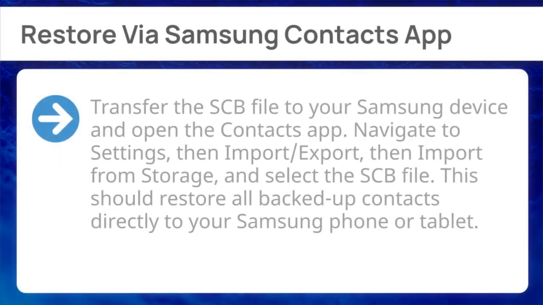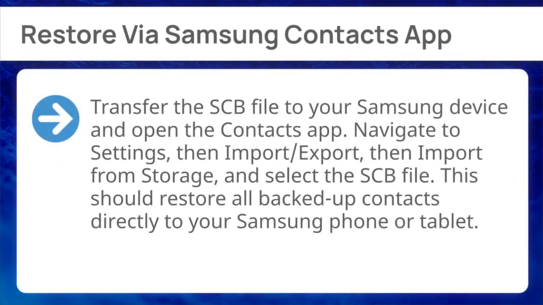First, restore via Samsung Contacts app. Transfer the SCB file to your Samsung device and open the Contacts app. Navigate to Settings, then Import/Export. Then import from storage and select the SCB file. This should restore all backed up contacts directly to your Samsung phone or tablet.